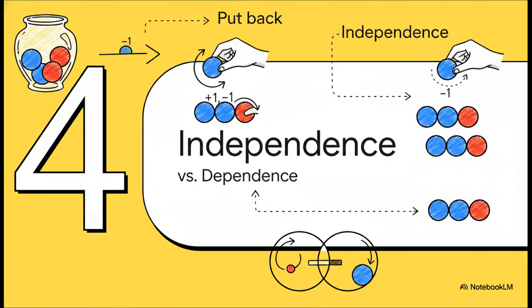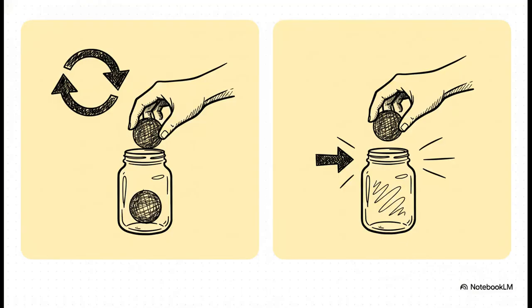Which brings us perfectly to part 4, independence versus dependence. So think about this. What actually happens to our universe of possibilities if we extract a sphere from an urn and put it back versus keeping it out? This draws a stark, really memorable contrast. If you replace the item, the universe resets perfectly. That next draw absolutely does not care what happened before. That right there is the definition of independence.